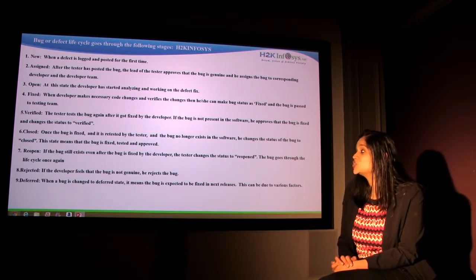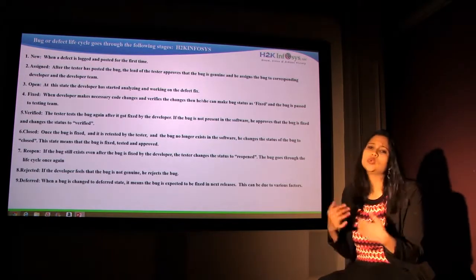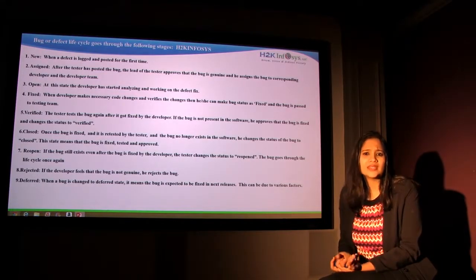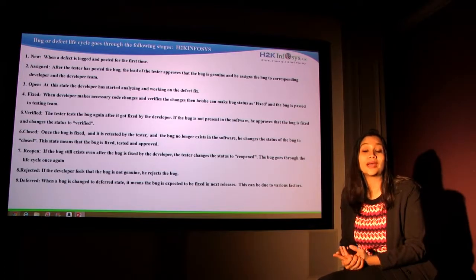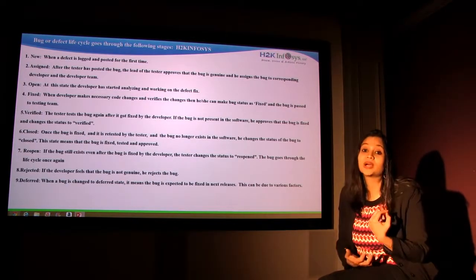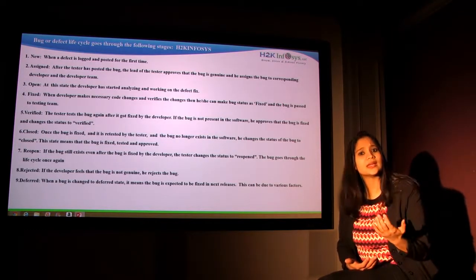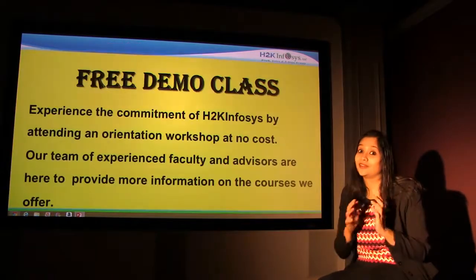Deferred. When a bug is changed to a deferred state, it means the bug is expected to be fixed in the next release. This can be due to various reasons. It may be a defect that's not a showstopper. This is probably something you can fix later. It doesn't need to be fixed right away. You might have priorities that need to be fixed even before this bug needs to be fixed. So in that circumstance, it's changed to a deferred status. So this is basically a defect lifecycle.